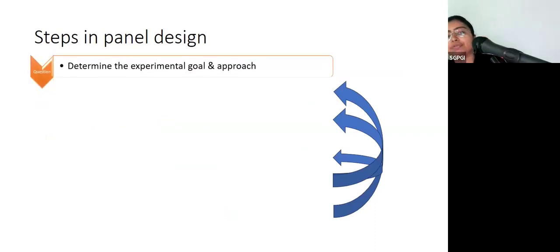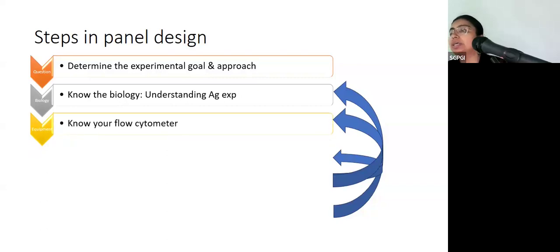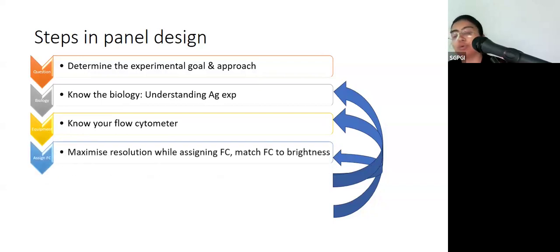Okay. So the first step is that we determine the experimental goal and approach. The next part is knowing the biology: what you want to do, how you want to do it, and how the antigens are expressed in your cell is important. Then key is knowing your flow cytometer. You should know which detectors and which lasers it has, so that you can select the correct channels and the correct fluorochromes. The next step is to assign the fluorochromes.